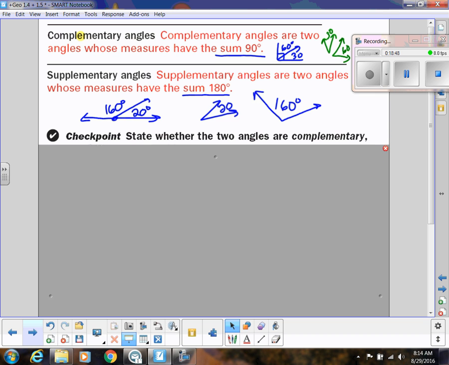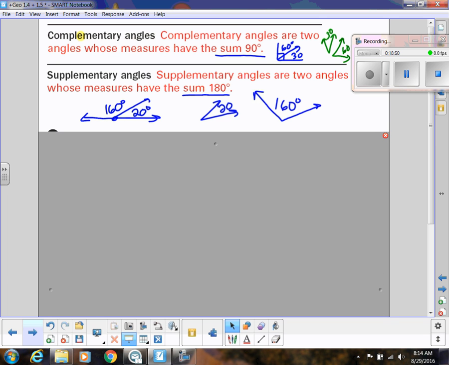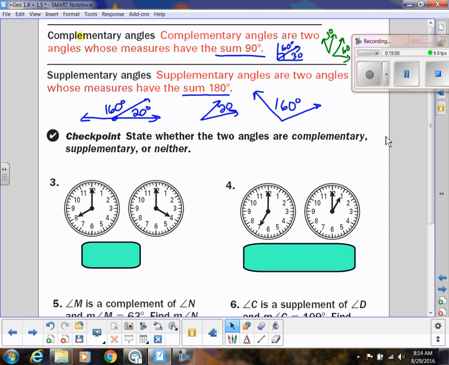Now, I do want us to write a specific definition for complementary and supplementary angles, and I'm going to do that at the bottom of this slide. Let's look at a few examples first, and then we'll go back to those proof cards.